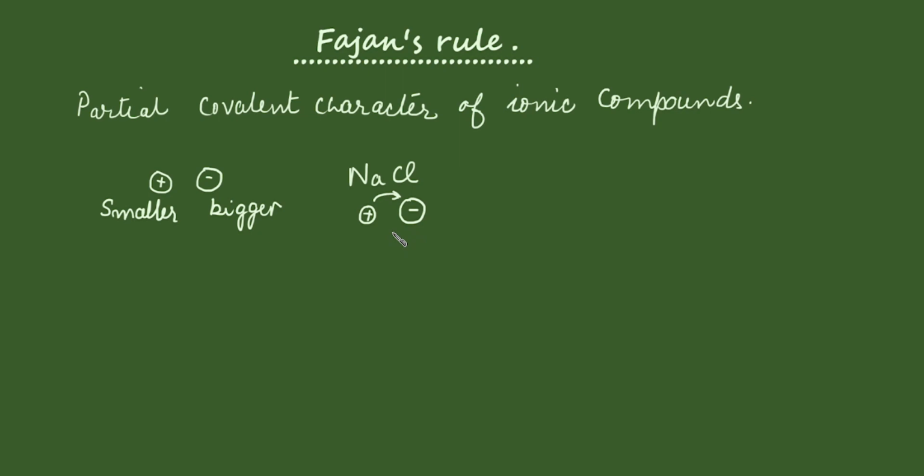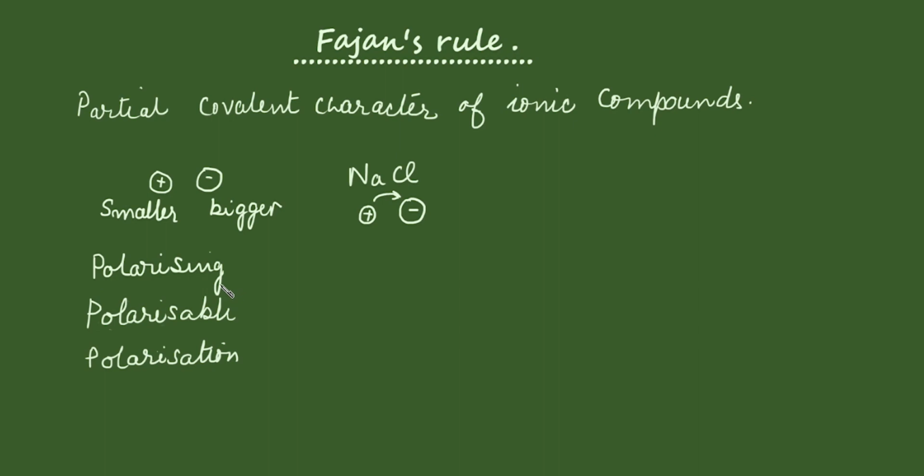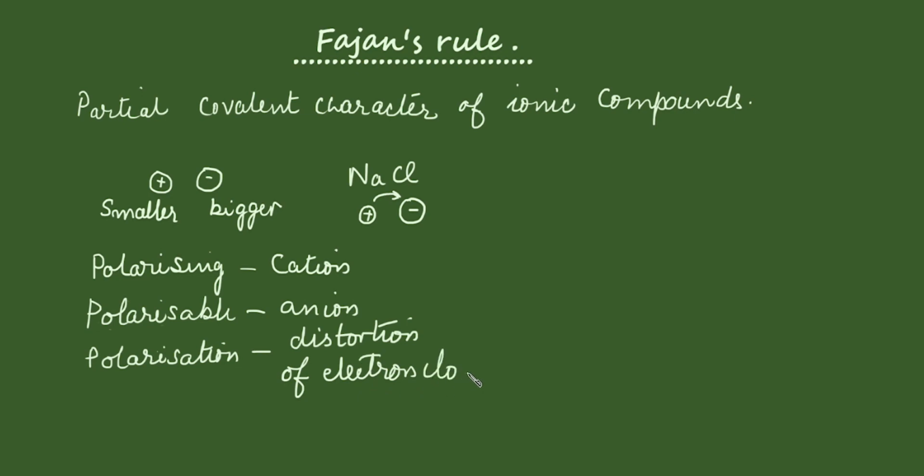In order to understand the partial covalent character of ionic compounds, we have to understand three terms: polarizing, polarizable, and polarization. Polarizing means the capacity to polarize the anion. Cation has the property of polarizing and the anion is polarizable. By polarization, we mean distortion of the electron cloud.